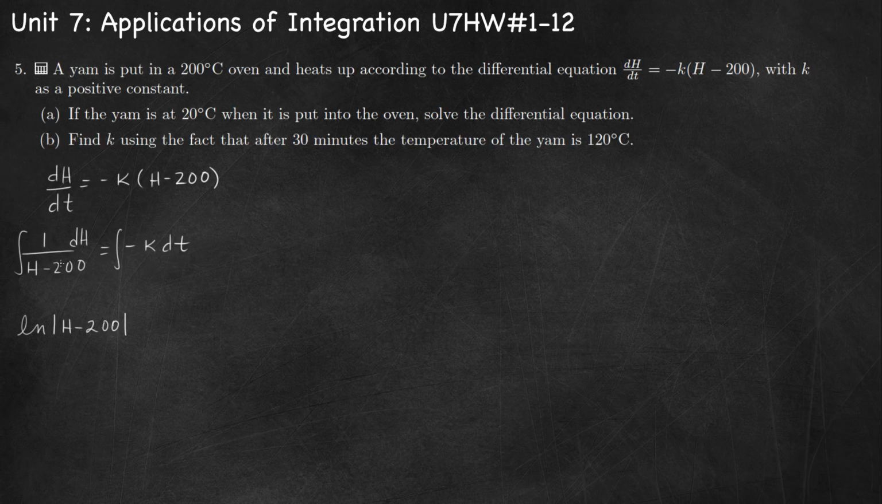Technically, we need to use a U-substitution here, but the derivative of h minus 200 is just 1, so it becomes 1 over u du, which integrates to ln absolute value u, plus c, but we save our c for the other side. And then on the right, the integral of negative k dt is negative kt plus our constant c.